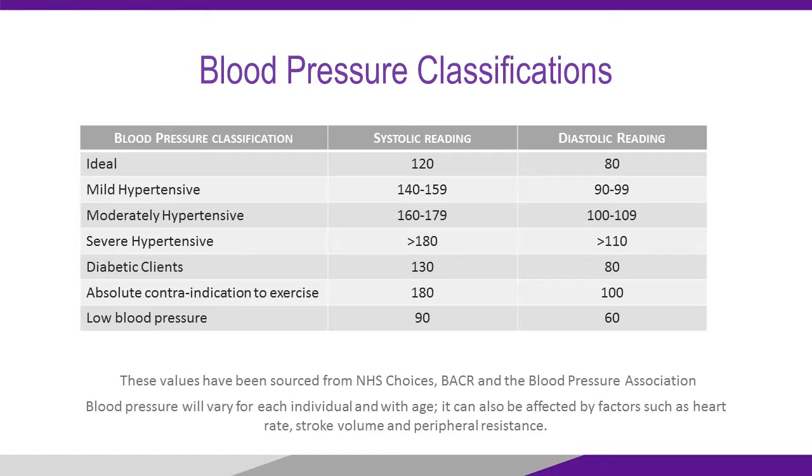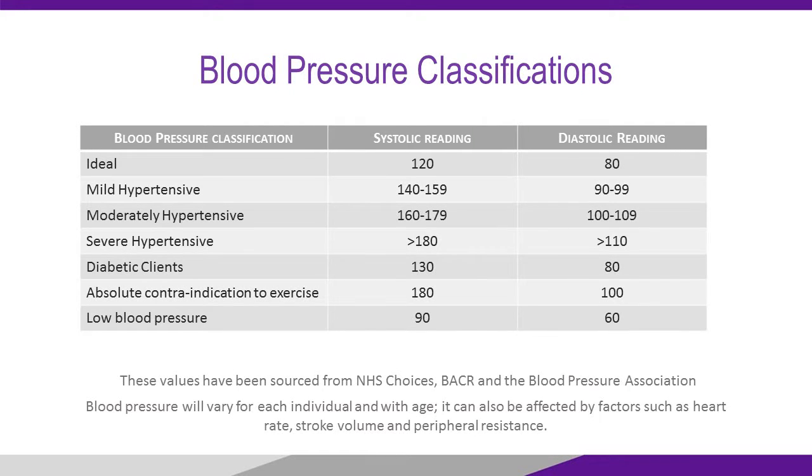An absolute contraindication to exercise would be someone that has a blood pressure reading of 180 over 100 or 180 over 110. Anything in that area means someone should not be exercising on that occasion, and their blood pressure should be monitored by a medical professional to check that they are safe and suitable to return back to exercise.